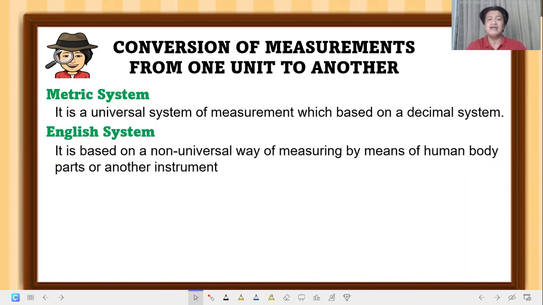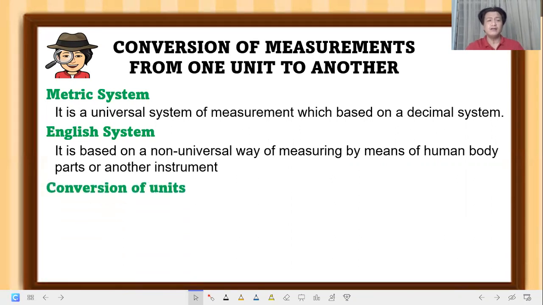And we also have the word English system. Ito naman, pag sinabing English system, it is based on a non-universal way of measuring by means of human body parts or another instrument. Naalala natin, di ba? Last week, we talked about the body parts to measure the object during the primitive times.